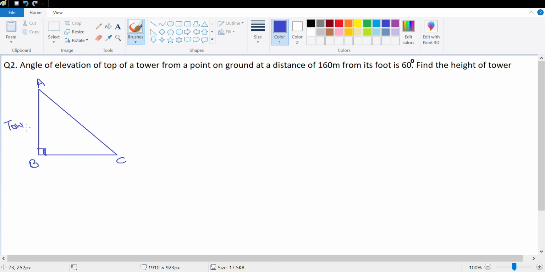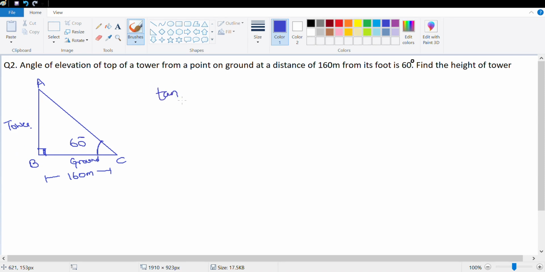This is the tower, from a point on the ground at a distance of 160 meters. So this is the ground, and this distance between B and C is 160 meters. And this angle of elevation is given as 60 degree. Find the height of the tower. So we need to find AB, right? So again, which ratio? Again, it's tan, because for this reference angle, we have perpendicular upon base.